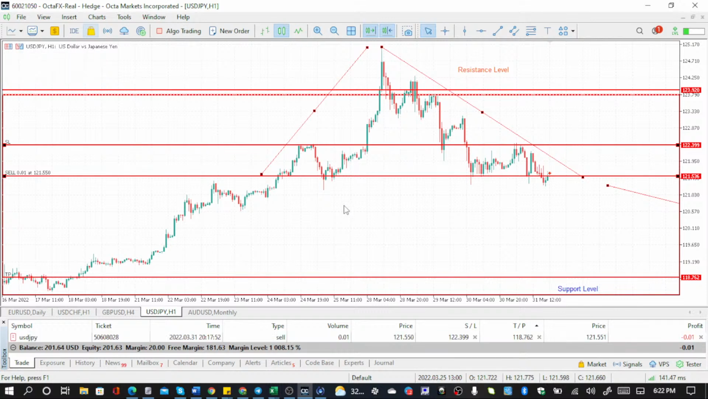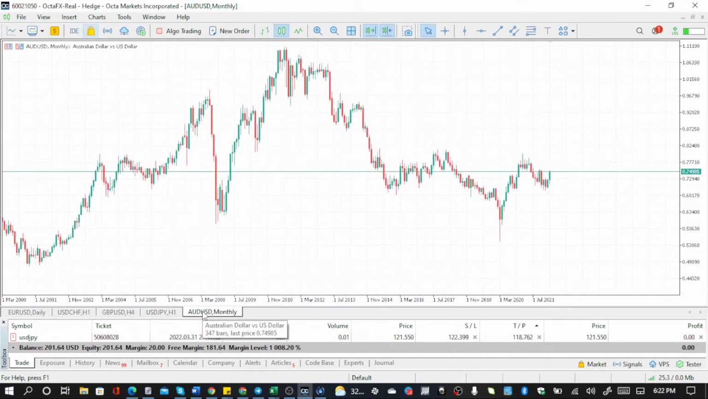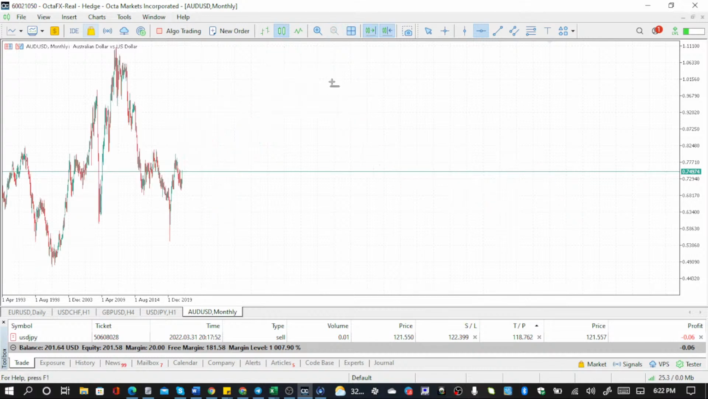Great. Because we are quick in analyzing this, let's have a quick jump on our last analysis for today, which is the Australian USD. We are starting from the monthly chart. From the monthly chart, it's not clear if it's a downtrend or an uptrend.